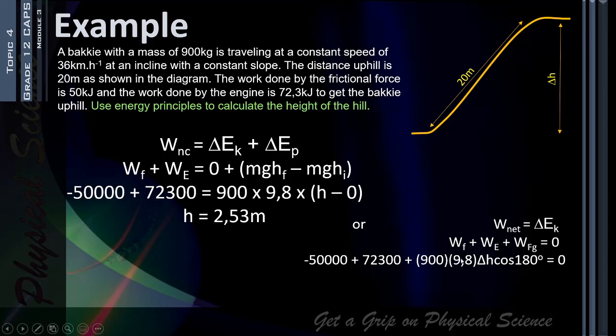It's the weight, which is 900 times 9.8, multiplied by the height of the hill, multiplied by the cos of 180 degrees, because gravity is pulling downwards while the displacement of the bakkie is upward. And that is equal to the change in kinetic energy, which is equal to 0. So if you calculate the height, then the height is 2.53.